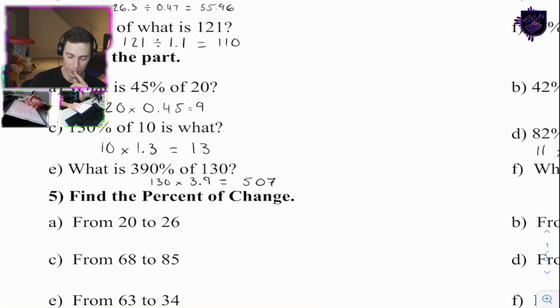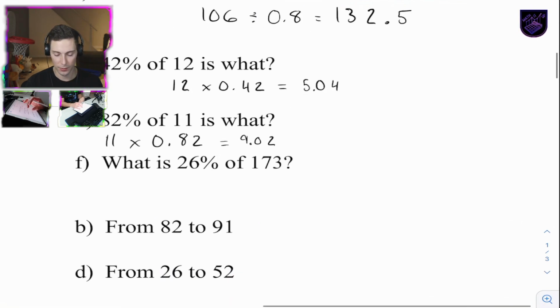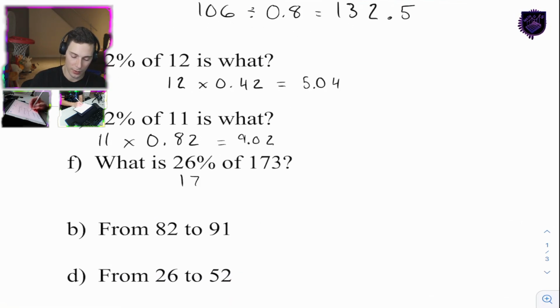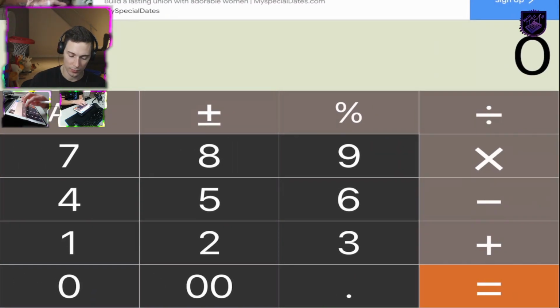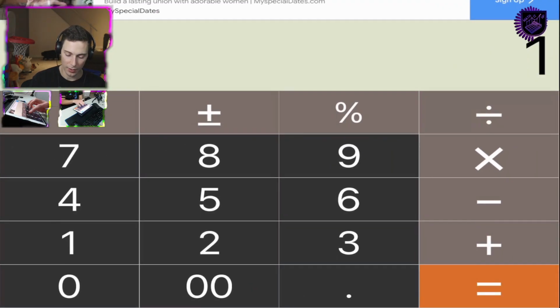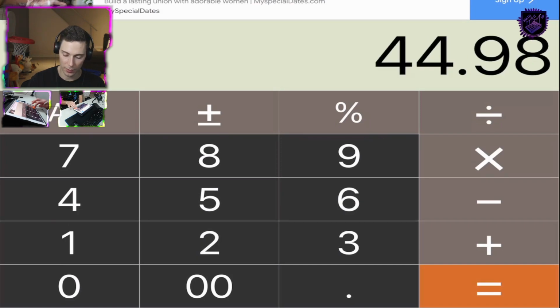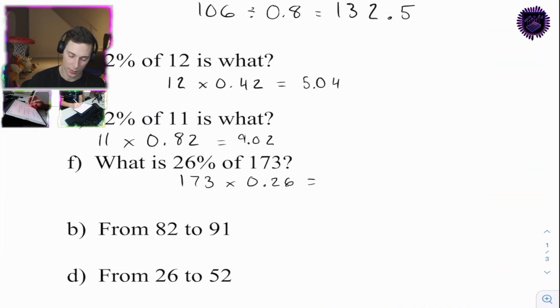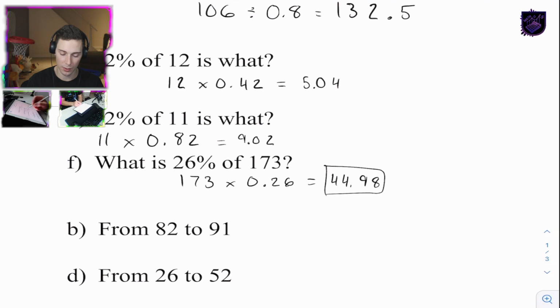All right, finding the part. Last one, F. We're going to multiply the whole, 173, by the percentage in decimal form, 0.26. 173 times 0.26 equals 44.98. Now this is probably going to be rounded up to 45, which is fair because it is incredibly close.